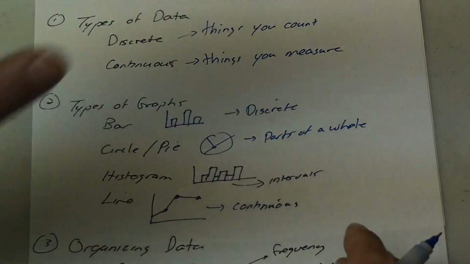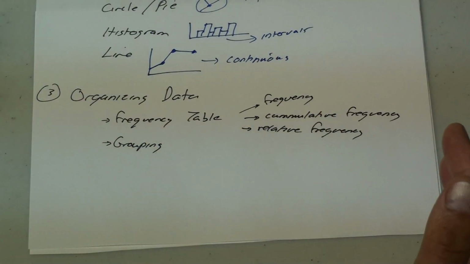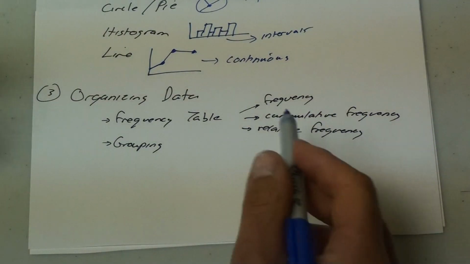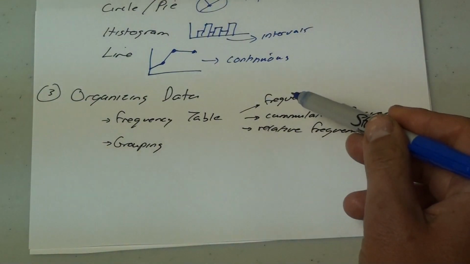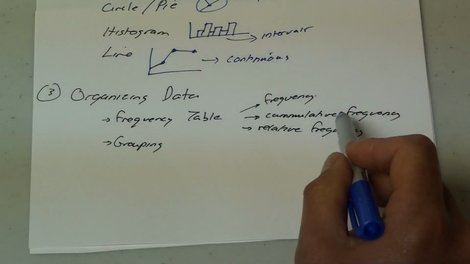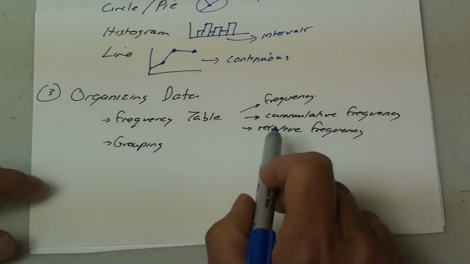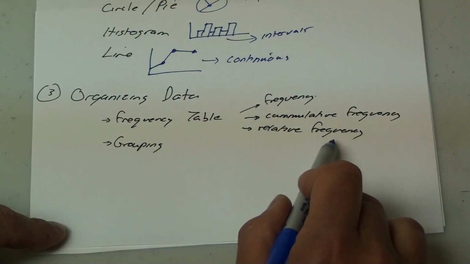Okay, so you have different types of graphs, you have different types of data. The next thing you're doing is kind of how to organize data. So you're going to deal with different types of frequency tables. You have a regular frequency table, which frequency means how often something occurs. You have a cumulative frequency, which is kind of like a running total. So once you get counted for, you're always going to continuously be counted in that, and we'll do an example of that. And the last one being a relative frequency, which is a percentage or a fraction of the whole.